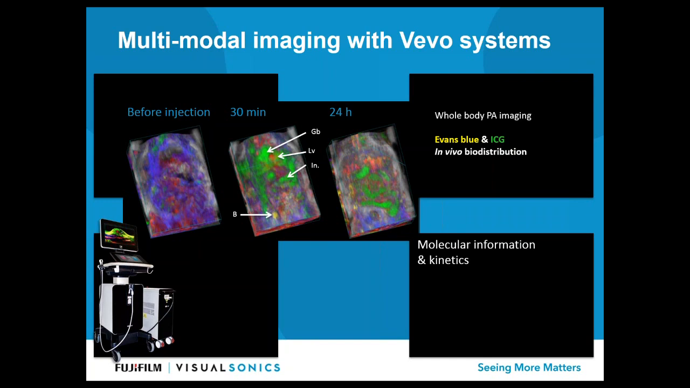So we have one image before injection, 30 minutes after injection, and you can see the ICG is distributed in the gallbladder, the liver, the intestine, and the Evans Blue already pretty much drained to the bladder at that point, marked with the B and the yellow dot. And then 24 hours afterwards, the Evans Blue pretty much has cleared and only ICG signal is left.